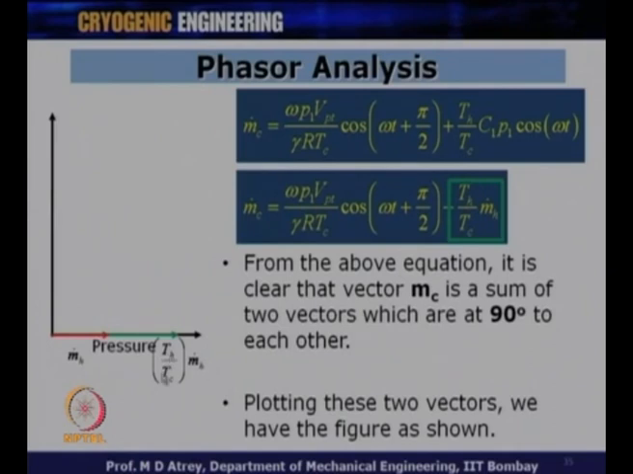So, Th being larger than Tc, this axis will be Th by Tc times m dot h, larger than the m dot h. Now I get a vertical phasor, which has a magnitude of this amplitude, and which is going to be at a 90-degree angle. So, if I want to calculate from here, my m dot c is equal to this vector plus the vertical component at 90 degrees, which has a magnitude of omega into P1 into Vpt divided by RTC gamma. If I add them together vectorially, I will get the value of m dot c.